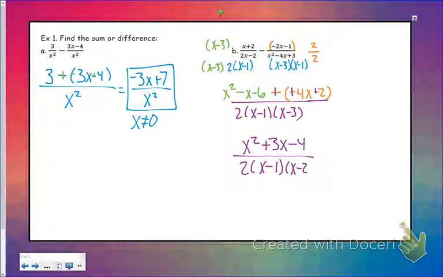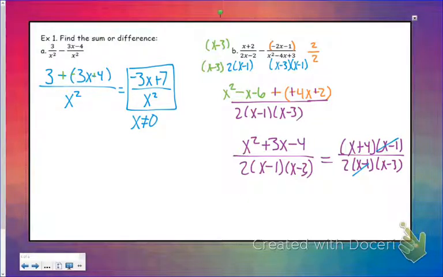And now if I look, the top here can actually factor. So I'm going to factor the top. And if you look now, we have a factor that cancels out. What's going to cancel out is the x minus 1. Now we need to make sure that 1 is one of those excluded values. We cannot let x be 1 because, again, it's making the denominator equal 0. So x is not equal to 1.